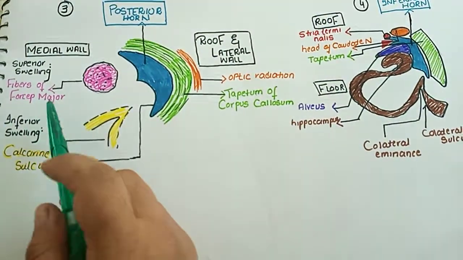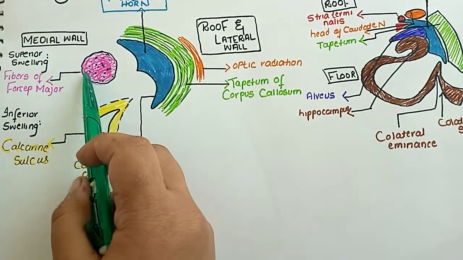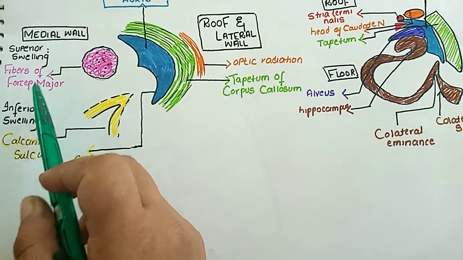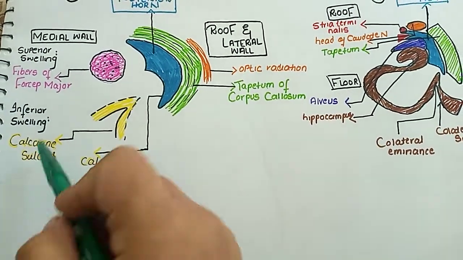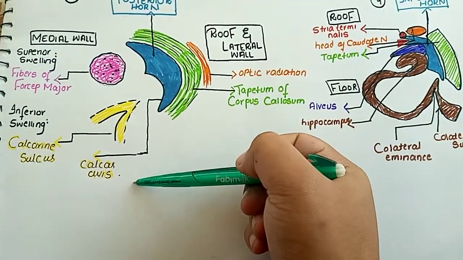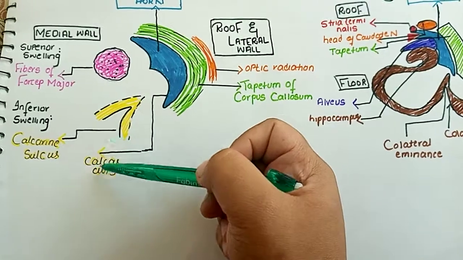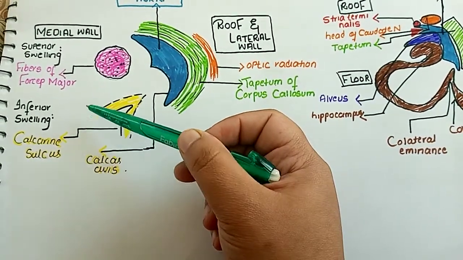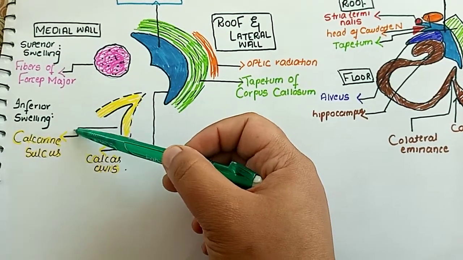The superior swelling is made up of the splenium fibers of the corpus callosum and forms the fibers of the forceps major, and the inferior swelling is formed by the calcarine sulcus, which is located inferior to the lateral ventricle, and within the calcarine sulcus is the calcar avis. So the medial wall is formed by the superior swelling of fibers of forceps major and the inferior swelling of calcar avis.